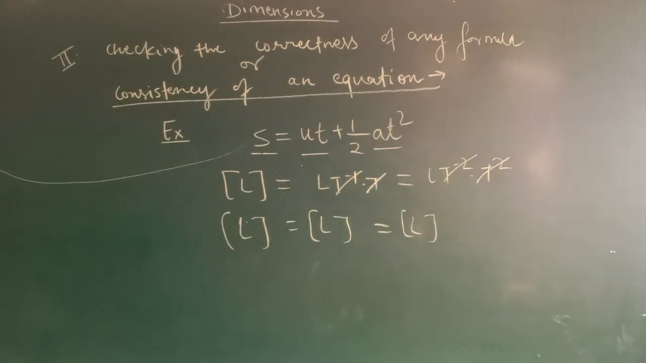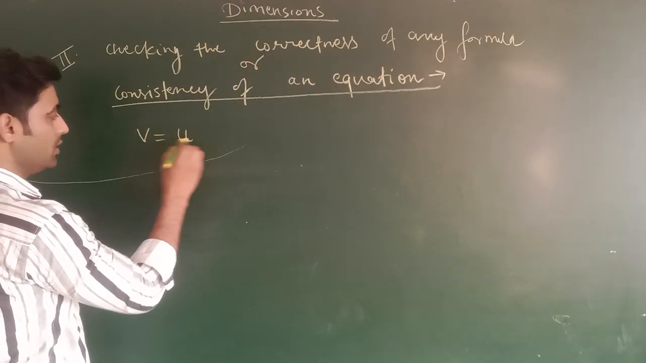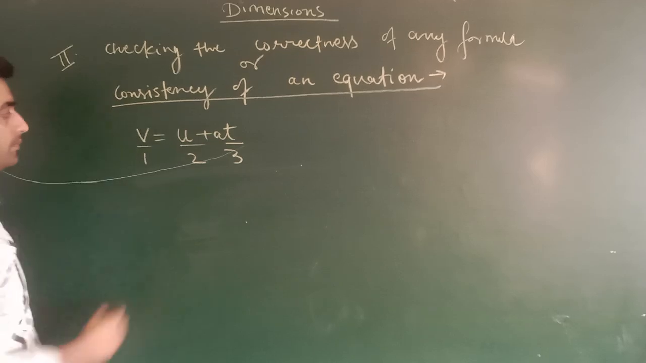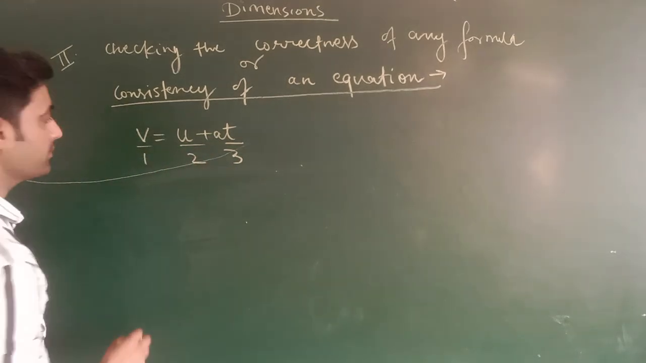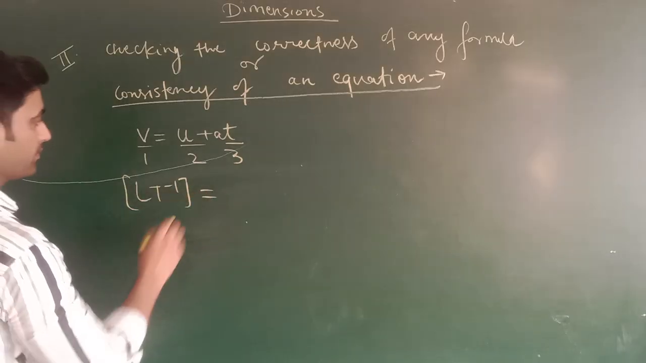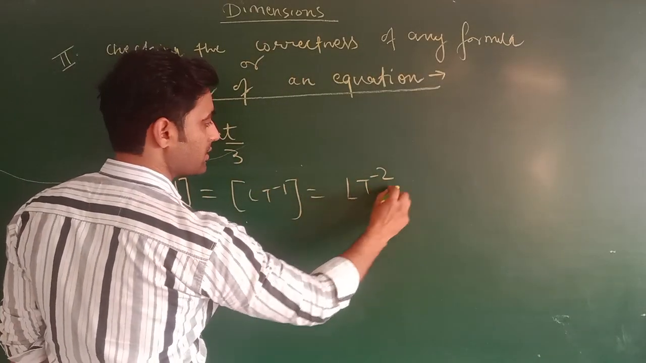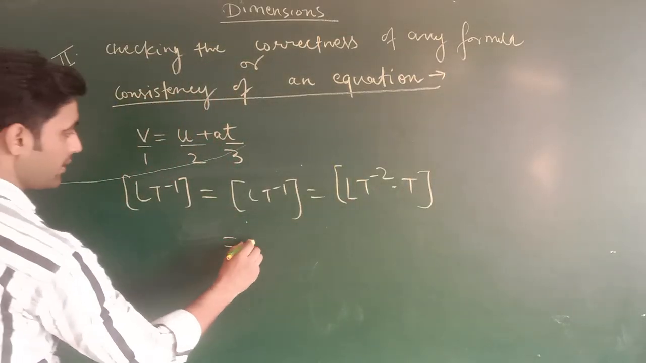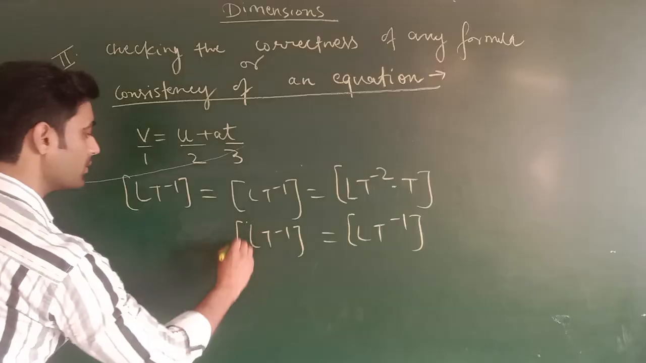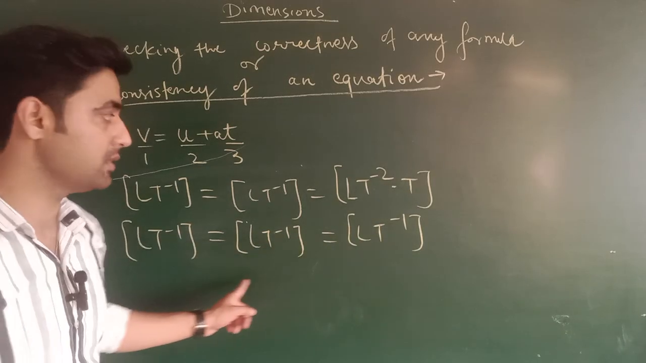Let's take another example. Check whether the given equation v equals u plus at is consistent. There are three terms in total, 1, 2, 3. Let's find out their dimensional expressions. If they are the same, then the given equation is consistent. v is velocity, u is again initial velocity, and at is acceleration multiplied by time. Again this becomes LT minus 1. Here LT minus 1, that is LT minus 1. Again this given equation is consistent because all the terms have the same dimensional formula.